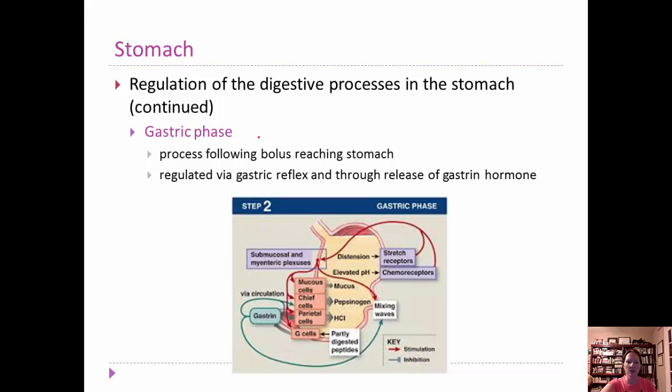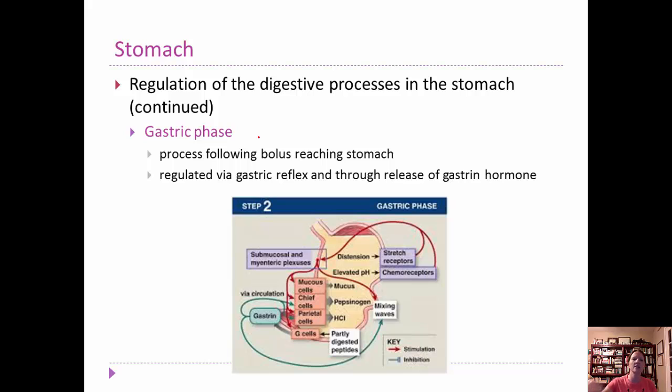And also another thing that's happening is that as we dump food in there, it's going to elevate the pH because it's fairly alkaline. If you think about the things that you eat and the things that you drink, it's fairly alkaline. Some things are not so alkaline. They can be pretty acidic, but it is going to go in and elevate that pH. So that is going to trigger these chemoreceptors.